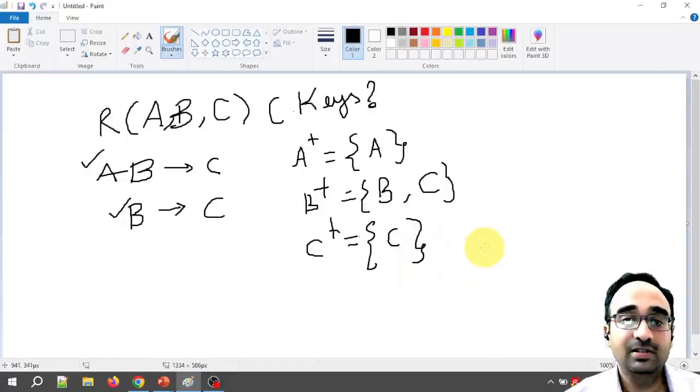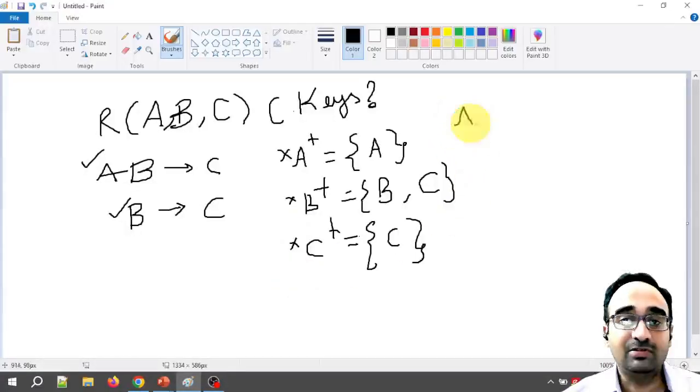Now how to decide whether A, B, C are keys? If the closure includes all three attributes A, B and C, then that can be called a candidate key. But if you see here, none of these three closures has all three attributes. So A is not a key, B is not a key and C is not a key, right?